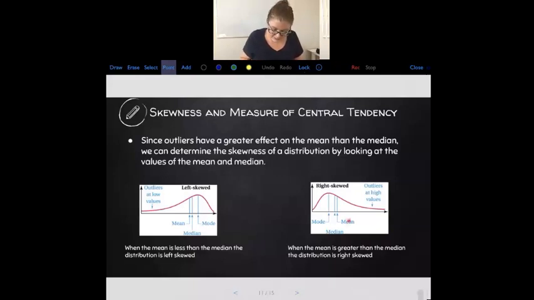Now look at our right skewed set. Our outliers are high values. Our mean is always going to be closer to those outliers, okay, because the outliers pull the mean towards it. Then we have our median and our mode. So when the mean is greater than the median, the distribution is right skewed. And you can see that our median is located here and our mean would be a lower value.